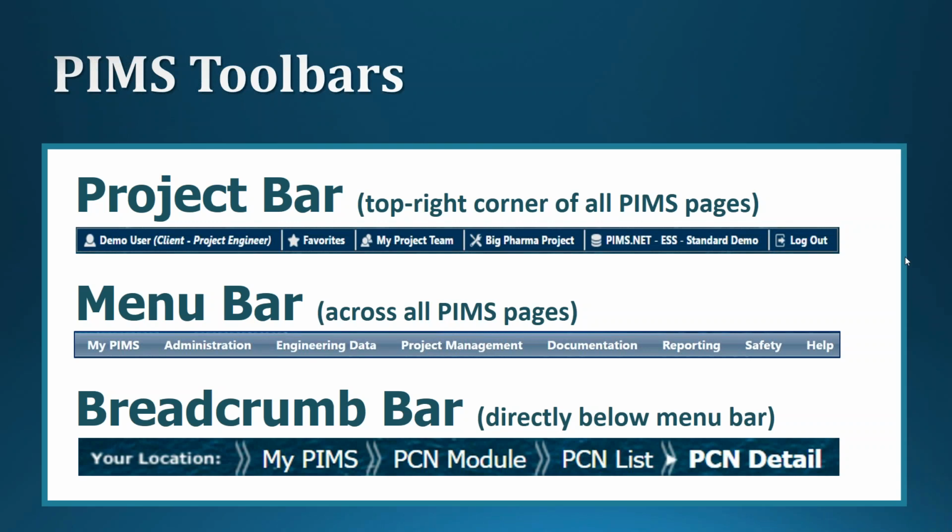PIMS has three main toolbars that display on all PIMS pages. The project bar gives you access to your project profile, favorite items, project user information, and other projects and databases you're active in. The menu bar always displays My PIMS and Help. All other menu items are based on your role access. And the breadcrumb bar tracks your current location as well as past locations within the same module.